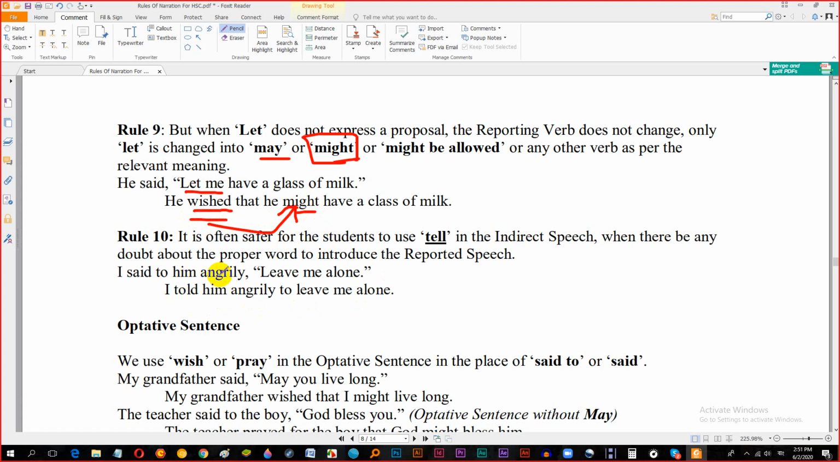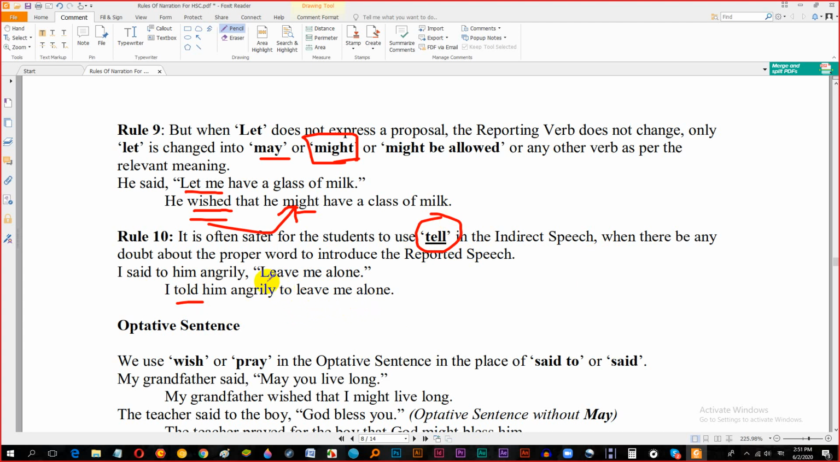Okay, then rule number 10. It is often safer for students to use tell in indirect speech when there is any doubt about the proper word to introduce the reporting speech. What I was saying is that it will be safe if you use tell when you don't understand the meaning or when you don't get the tone of the sentence. So I said to him angrily, leave me alone. So here, I told him angrily to leave me alone.